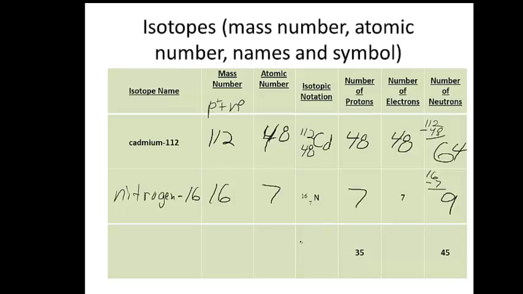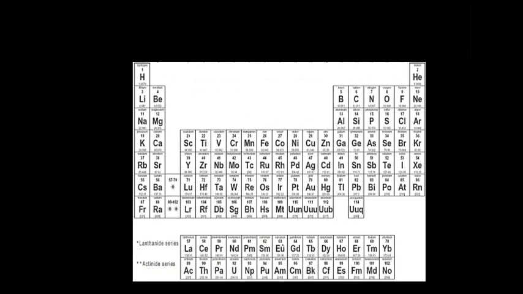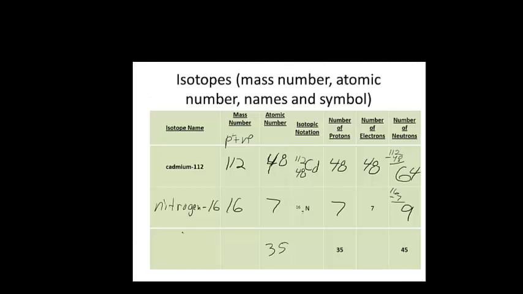Alright, for this next one, if we have 35 protons, we know the atomic number is 35. With that being said, if we go over here, we can find that atomic number 35 corresponds with bromine. Okay? So we know this is going to be bromine. Now we don't have this mass number yet, so I don't have a number to put there, but we can figure it out. I have 45 neutrons, and I have 35 protons.